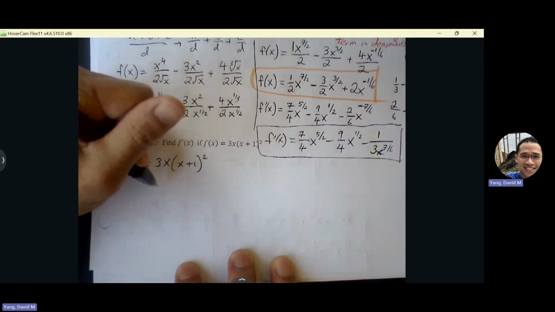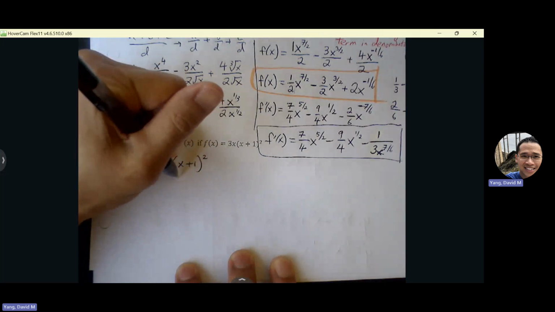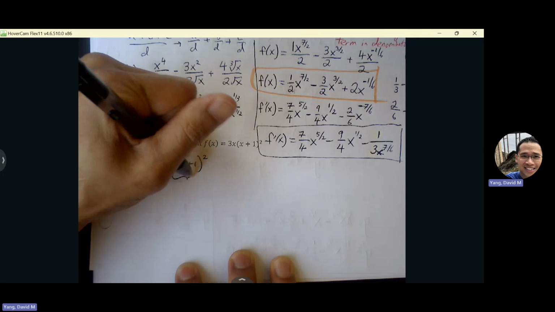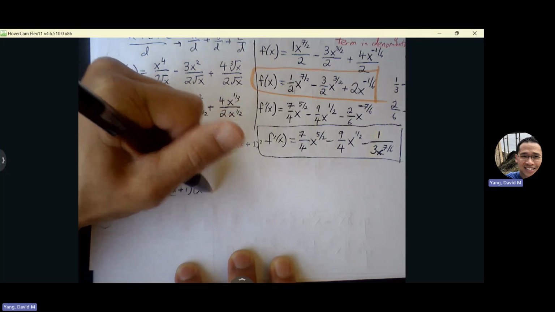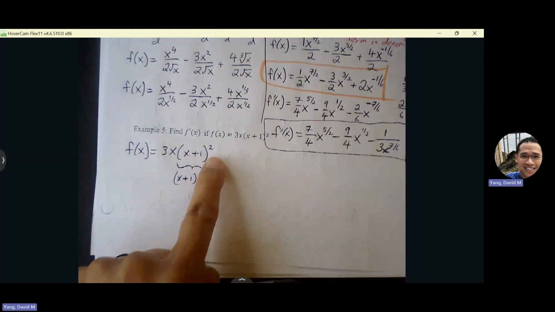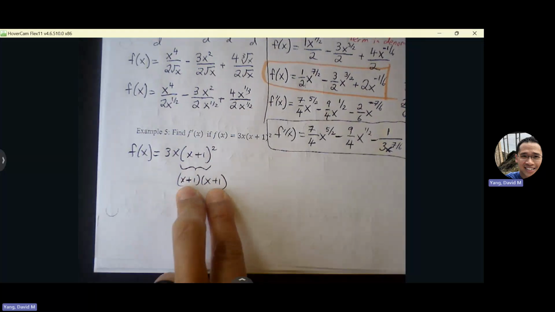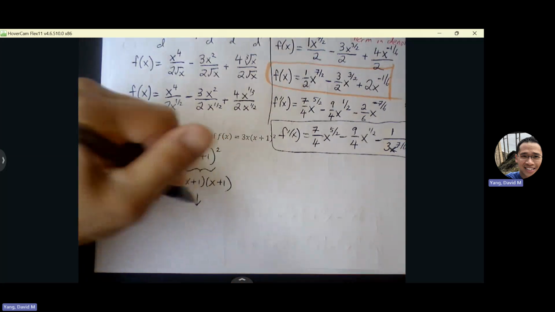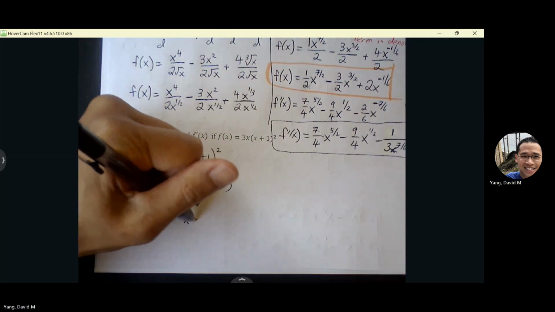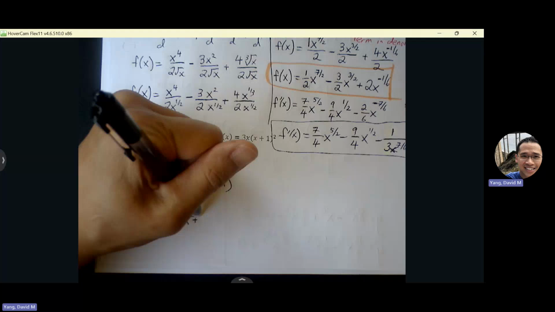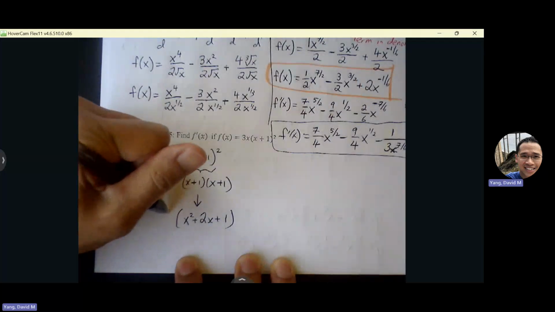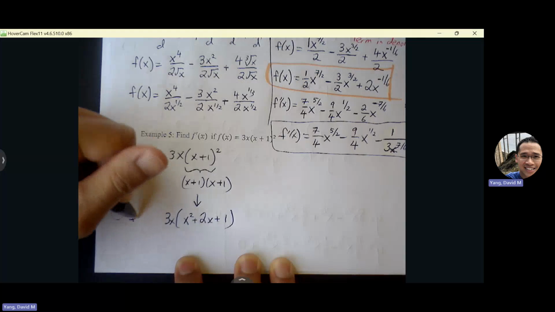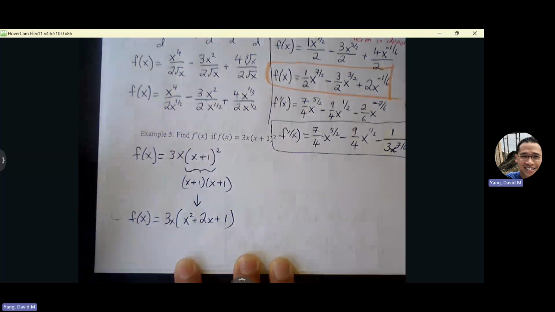So my first goal is to try to get this cleaned up. So I'm going to think about what can I do with that x plus 1 squared. Careful that we don't just distribute the x and the 1 through. We have to actually FOIL or expand that x plus 1 squared. So I'm going to make that x squared plus 1x plus 1x, which is 2x, plus 1. And all that is still in a set of parentheses because we haven't distributed the 3x through.